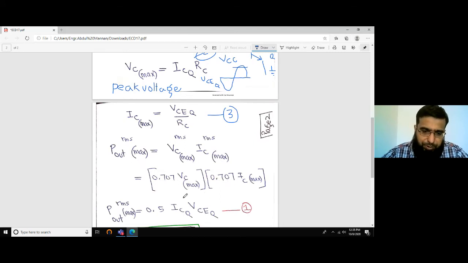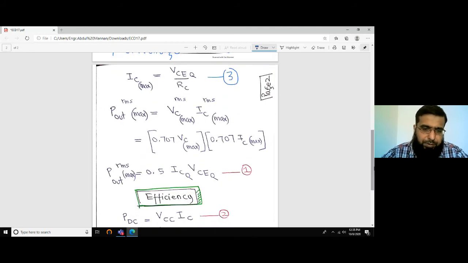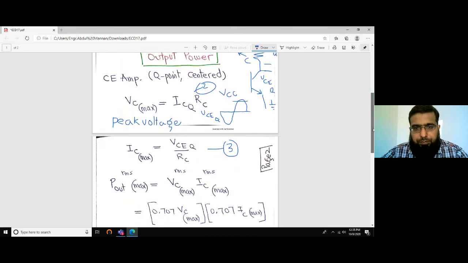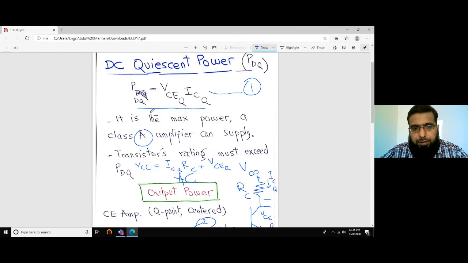So 0.7 times 0.7 is 0.5. So it comes out to be equation number 4. Equation number 4 is 0.5 ICQ times VCEQ. So this is the output power, the RMS value of the output power, the max output power. And before that, in equation number 1, we have studied the DC quiescent power.